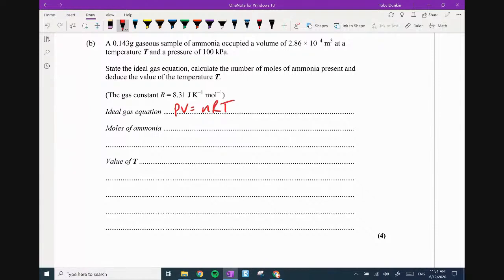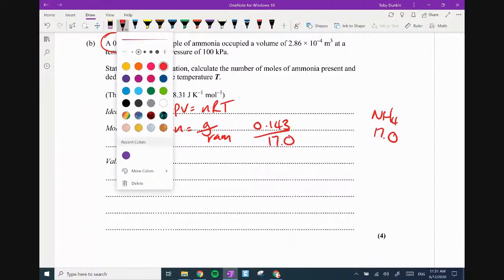PV equals nRT. Moles of ammonia. Right, number of grams, gaseous ammonia. Number of moles is grams over Mr. Yeah, we've got 0.143. Notice they did not give you the formula for ammonia. Ammonia's Mr is 17.0. Yeah, over 17.0. If you've forgotten the 0, you lose 1.